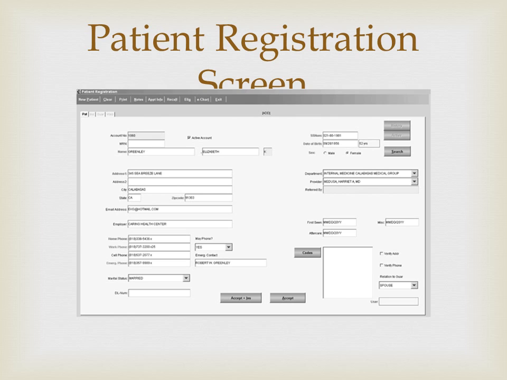I put in the slides a picture of a patient registration screen so that you can see a little bit of what one looks like, just to get a general idea. You should remember this from medical administrative practices.